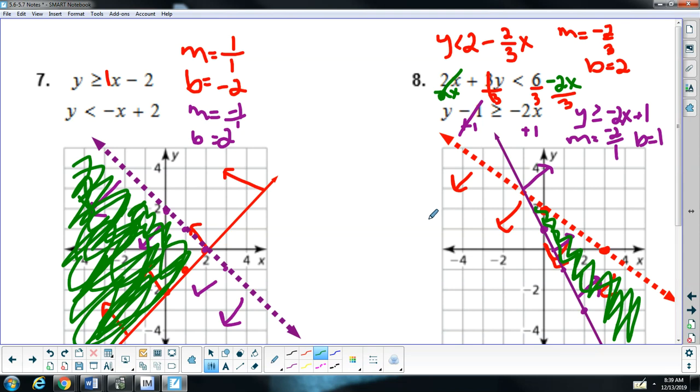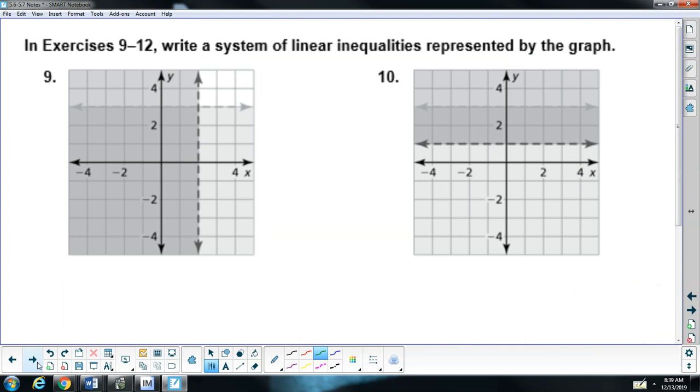Okay, how'd you guys do? Good, hopefully. Next, we're going to do the opposite. This time they've given us the graphs and we need to come up with the inequalities.